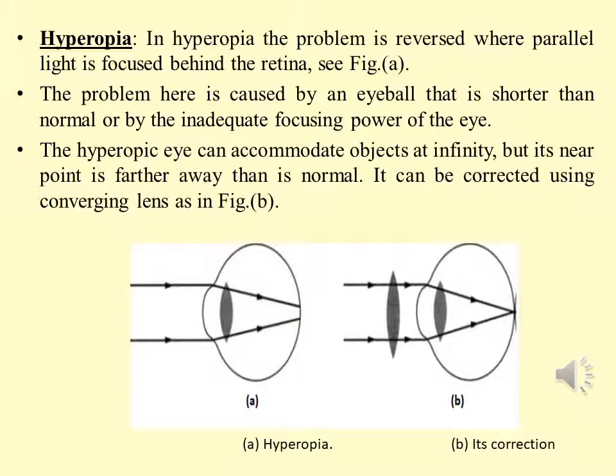Hyperopia. In hyperopia the problem is reversed, where parallel light is focused behind the retina, see Figure A. The problem here is caused by an eyeball that is shorter than normal or by the inadequate focusing power of the eye. The hyperopic eye can accommodate objects at infinity, but its near point is farther away than is normal. It can be corrected using converging lenses, in Figure B.